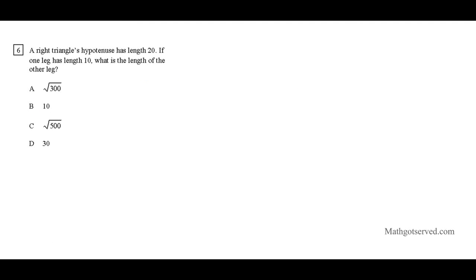It says the right triangle's hypotenuse has length 20. If one leg has length 10, what is the length of the other leg? Okay, so remember the legs are A and B, and the hypotenuse is always C. So we can call A 10, and we can call B question mark, indicating that we do not know, and C equals 20. We can use the Pythagorean theorem here because we deal with a right triangle. The relationship between the lengths is that the hypotenuse squared equals the sum of the squares of the legs, A squared plus B squared.